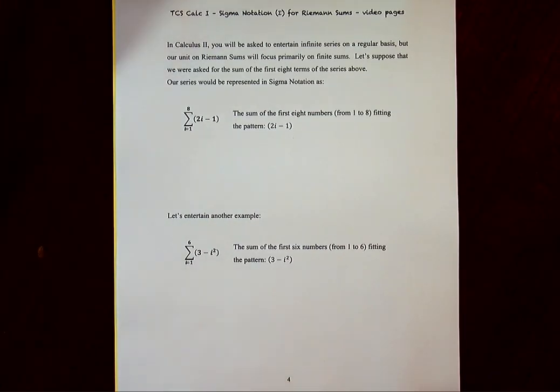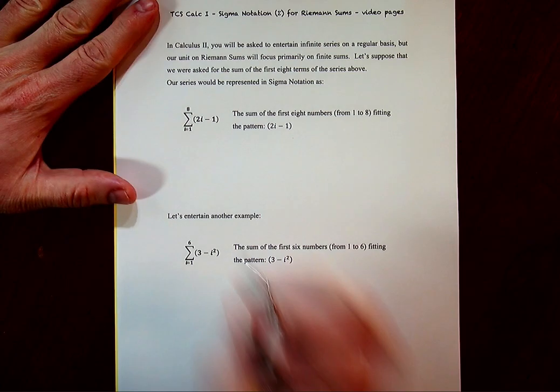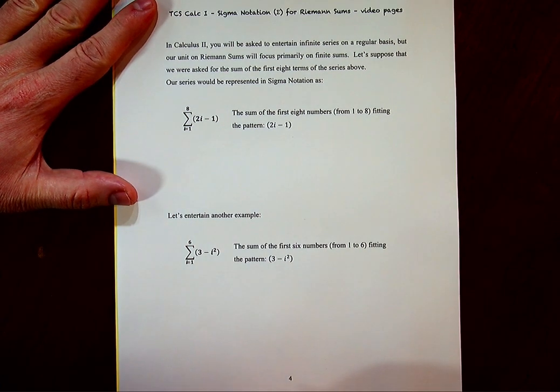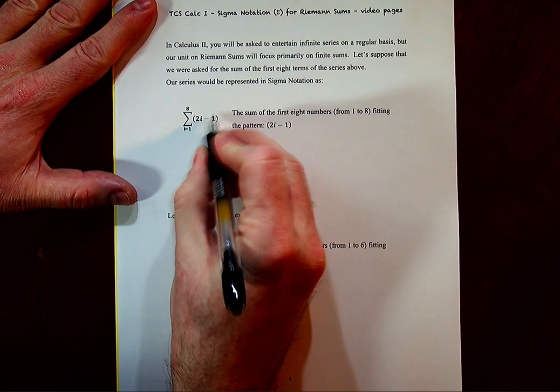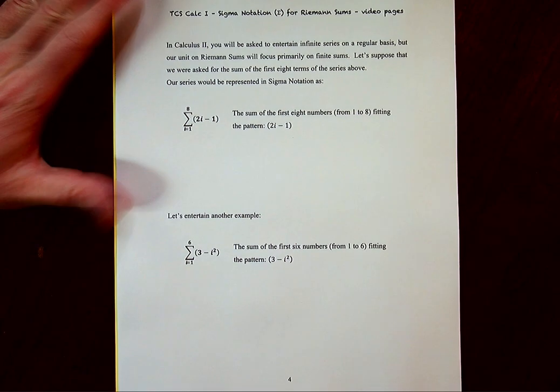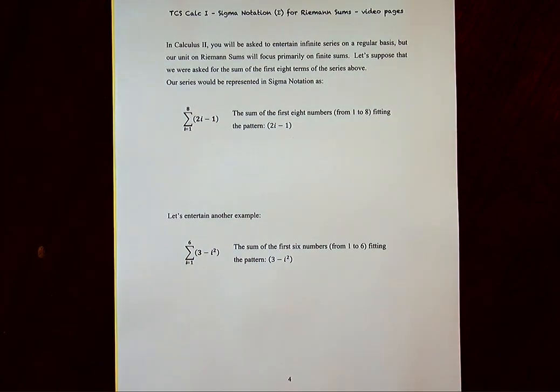Now, in Calculus 2, you'll be asked to entertain infinite series on a regular basis. It's called Chapter 11 in your book, okay? But our unit on Riemann sums will focus primarily on finite sums. So let's suppose that we're asked for the sum of the first 8 terms of the series above. Now, of course, I showed you what it looked like to find the first 6. So this one right here, if I'm looking for the first 8 terms of the form 2i minus 1, then what I need to do is I simply need to start plugging numbers in, right?